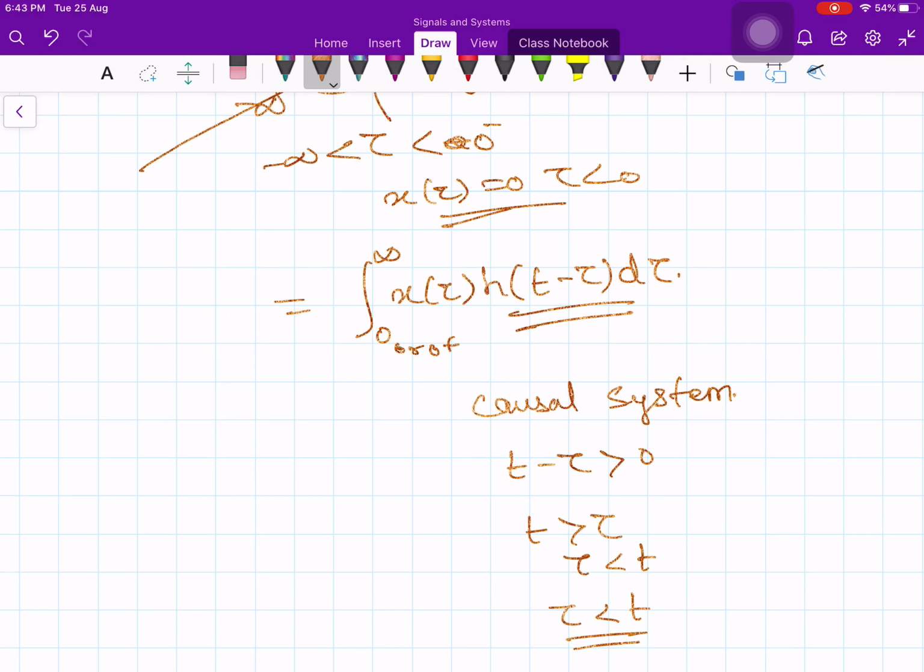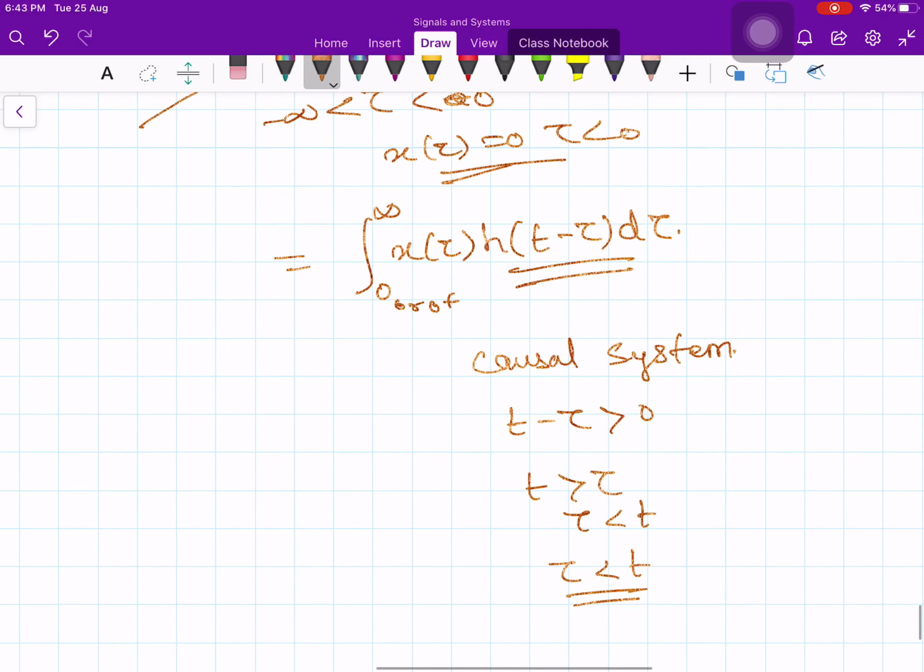Here tau is a running variable. When tau exceeds t, then for this h of t minus tau, the argument becomes negative. When the argument is negative, then as per the definition it is 0, because h of t is equal to 0 for t less than 0.